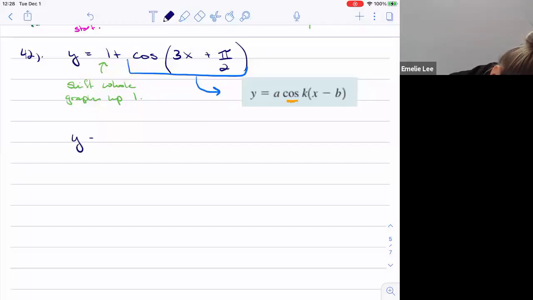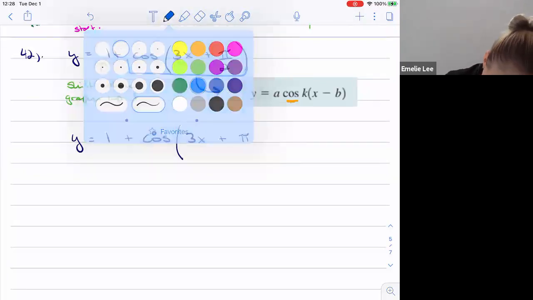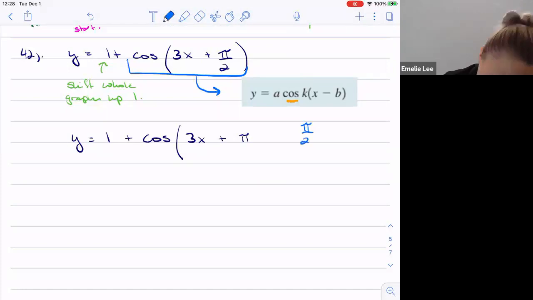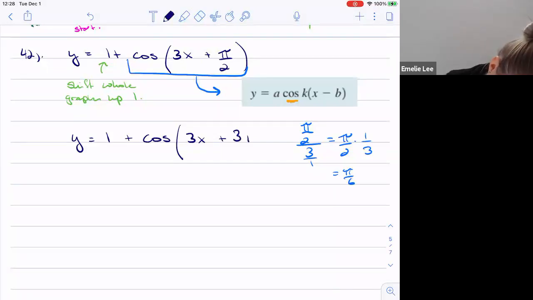So this becomes y equals 1 plus the cosine of 3x plus pi over 2, which is going to get split in, and I'm just going to do this work on the side here. Pi over 2 divided by 3 over 1, essentially, is pi over 2 times 1 over 3, which is pi over 6. So this we can rewrite as 3 times pi over 6. 3 pi over 6 is pi over 2, so that's good. So that's safe.